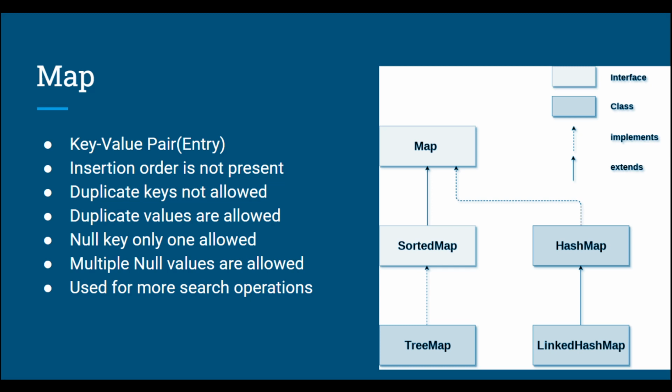And duplicate values are allowed. That means we can insert multiple duplicate values, like one value two times, another value two or three times. But you can see this in a practical example also. And also only one null key can be inserted, because duplication of keys is not allowed in the map. And multiple null values are allowed because duplicate values are allowed. So that is the same thing.